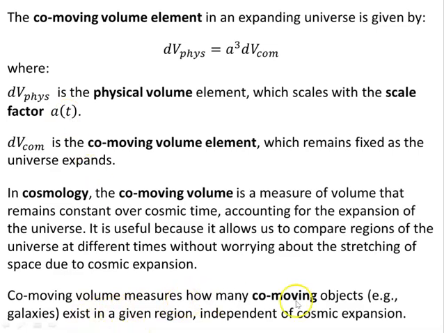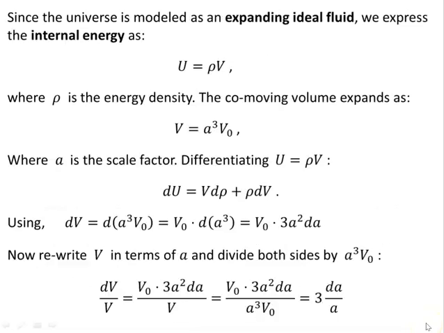So co-moving volume measures how many co-moving objects, e.g. galaxies, exist in a given region, and it's independent of the cosmic expansion. Right. So since the universe is modeled as an expanding ideal fluid, we express the internal energy as U equals rho times V, where rho is the energy density, and the volume V expands as V equals A cubed V0, where A is the scale factor and V0 is some initial physical value.